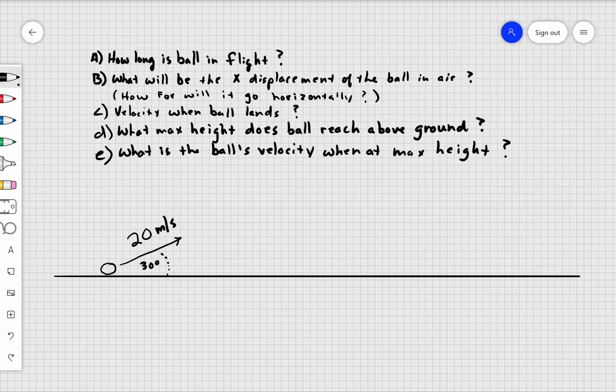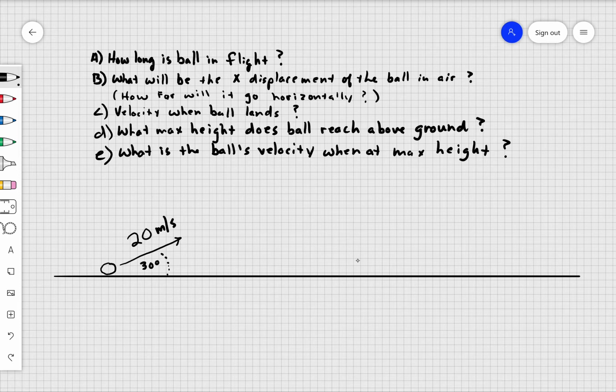And this is a classic projectile motion problem. A ball that is on the ground is kicked and it leaves the ground at 20 meters per second. That velocity vector is directed at 30 degrees above the horizontal. So this is the initial trajectory of the ball, and we want to know how long it is in the air.